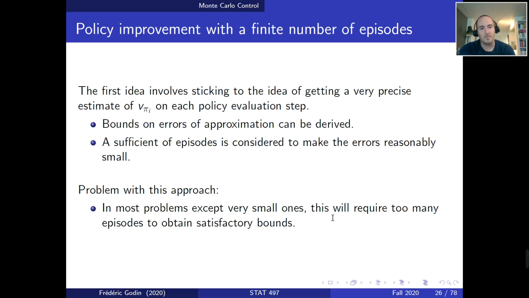So this is nice, but to get sufficiently tight bounds in practice, you probably need many episodes. This again might be too long if you have a large problem with a large number of states and actions. In practice, generating many episodes in the policy evaluation step would require too much time, unless you have a small problem.